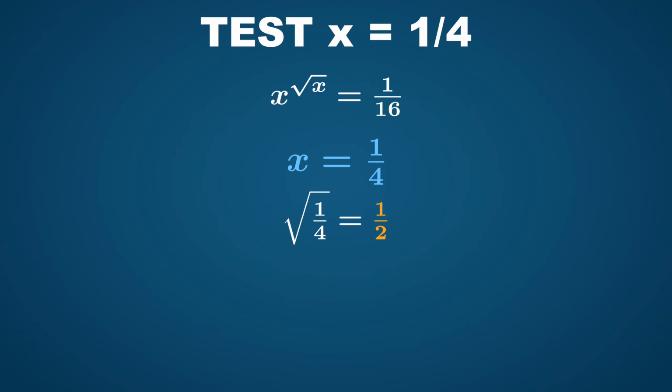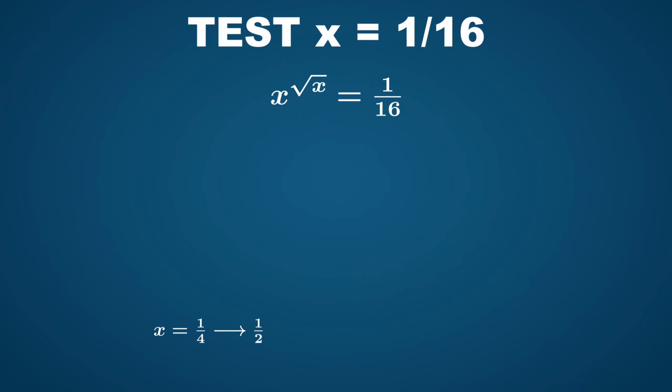The square root of 1/4 is 1/2, a clean value. So we are computing 1/4 raised to the power 1/2. That asks for the number whose square is 1/4. The answer is 1/2, since 1/2 squared is 1/4. 1/2 is far from 1/16, so we keep hunting.